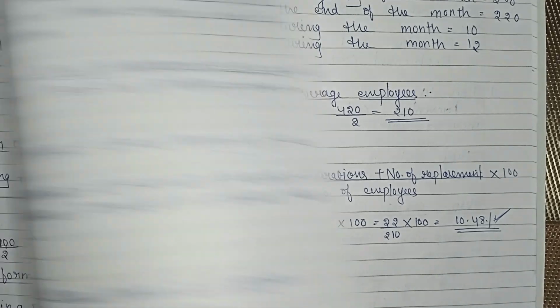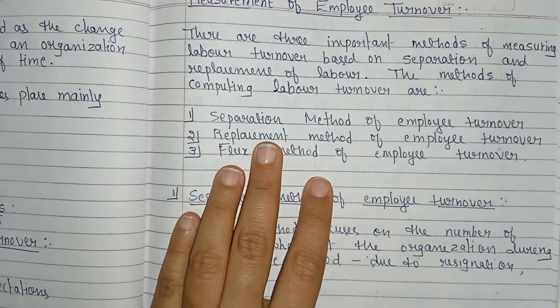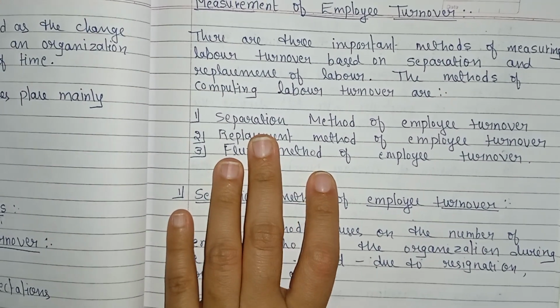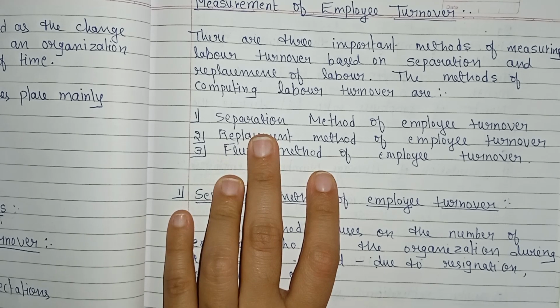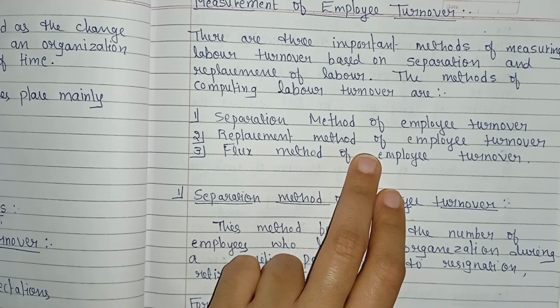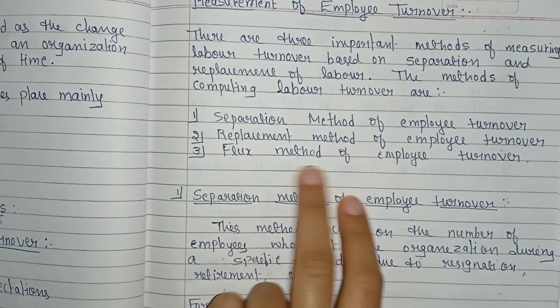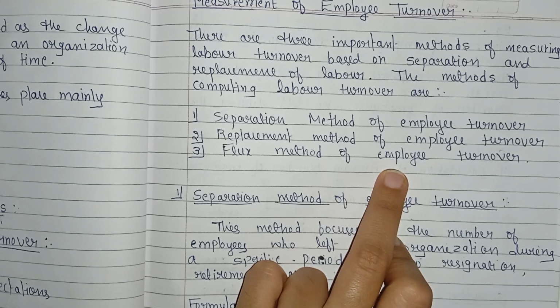So today we learned three measurements of employee turnover. They are, first one, separation method of employee turnover, means it calculates the average workforce left the organization during the given period of time. And second one is replacement method of employee turnover. It calculates the average number of employees newly hired to replace those who left during the given period. And Flux method of employee turnover. So this is the average number of employees who either left the organization or were newly hired to replace those who left during the period. Clear?